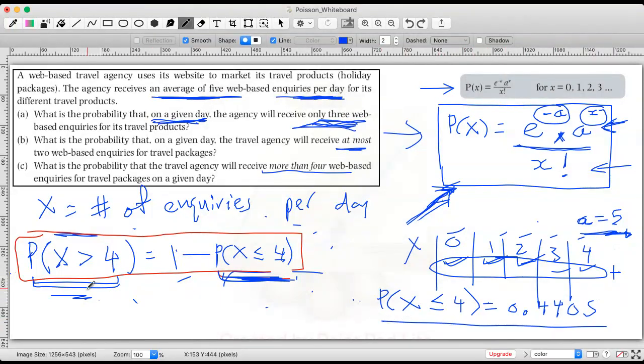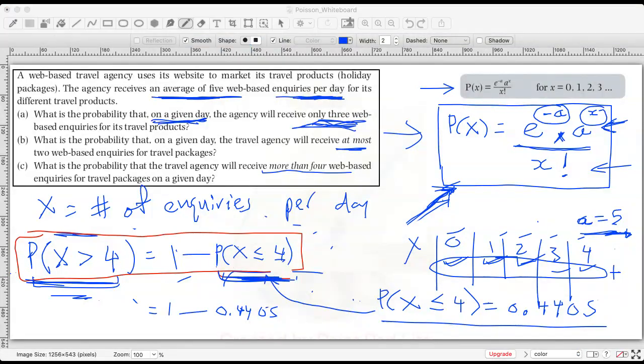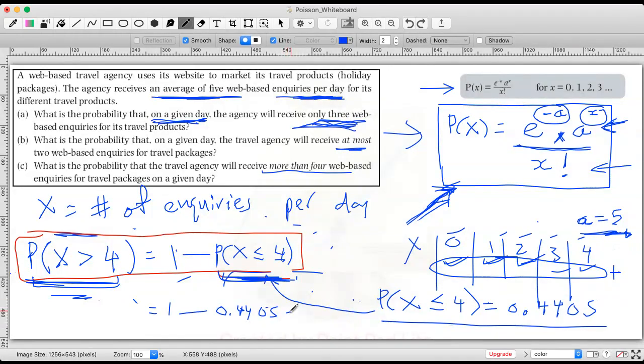All I need to do now to get this probability is put this in here. So the final answer is 1 minus 0.4405, which is just about 0.5595. So it's 55.95%. That's the final answer. Does that make sense, everyone? Let me know if I lost anyone. Please do let me know.